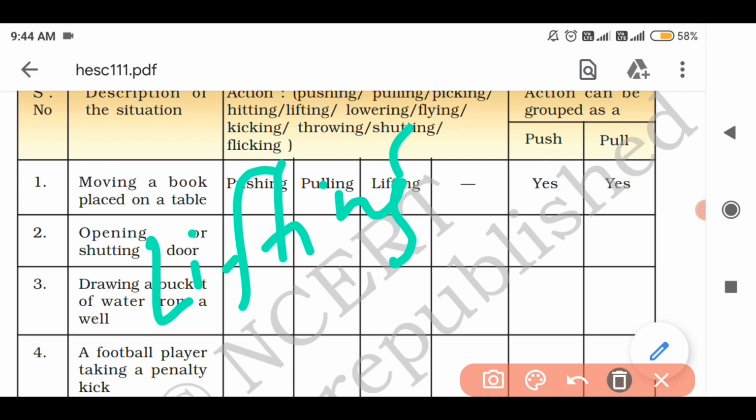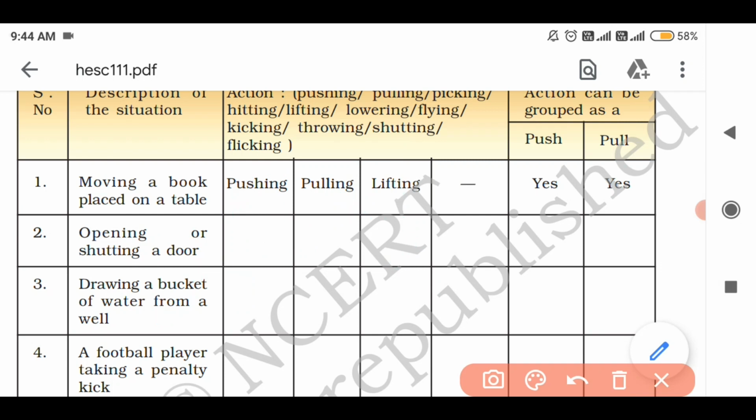Understood? Actions can be grouped as push or pull. See, in this situation, is pushing involved or not? No, pushing is not involved, so we can write no in this box. Okay, but pulling is involved, right? So we can write yes in this box. Understood?